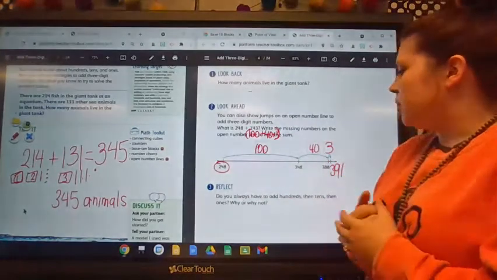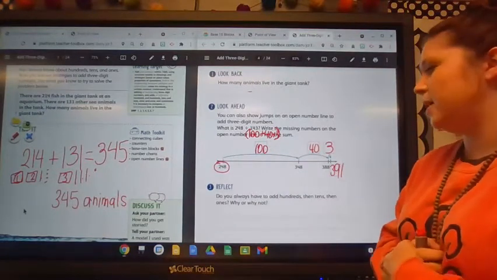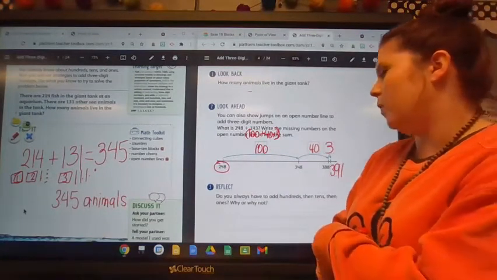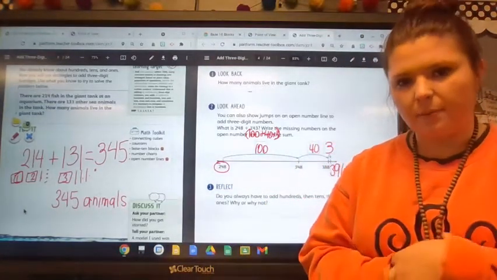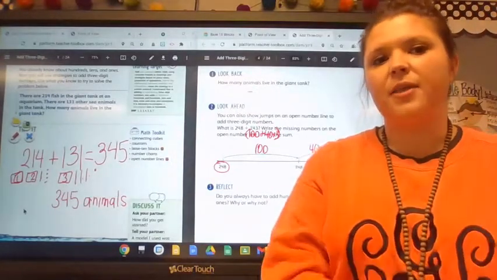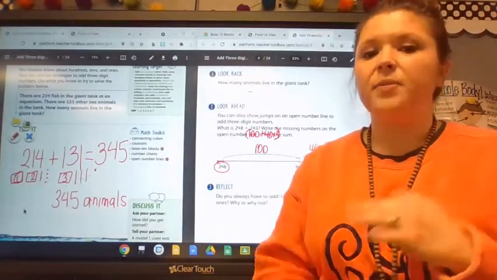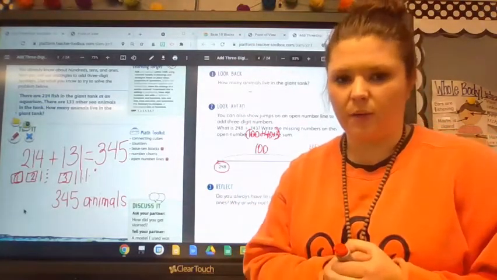All right, and then it says, look ahead. Do you always have to add hundreds, then tens, then ones? Why or why not? I want you to think about that question, and I want you to answer it based on what you think. Do you always have to add your hundreds together, then your tens together, and then your ones together? Why do you have to do that, or why do you not have to do that, okay?